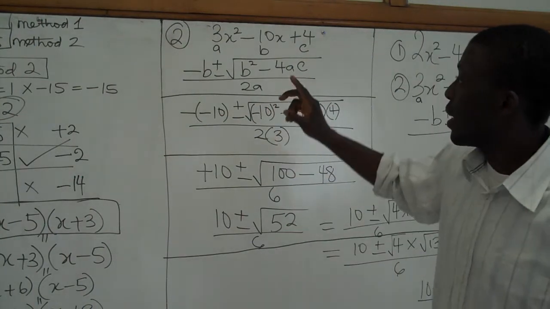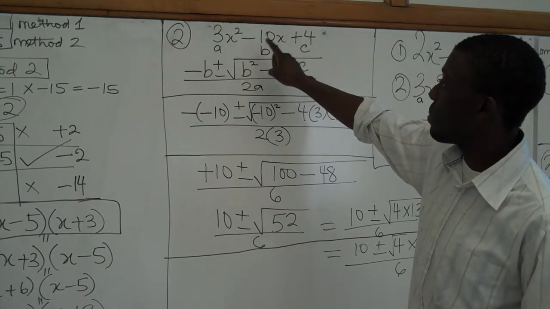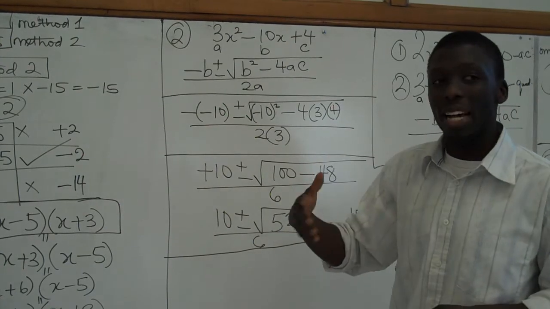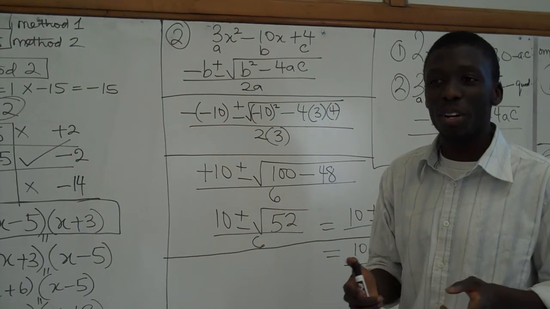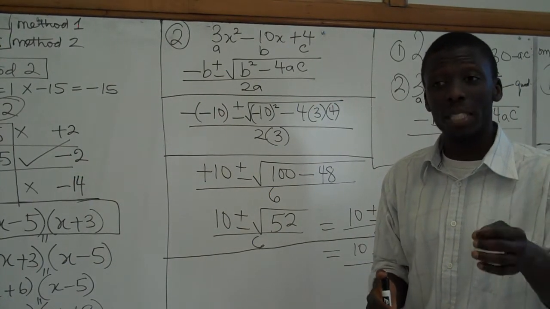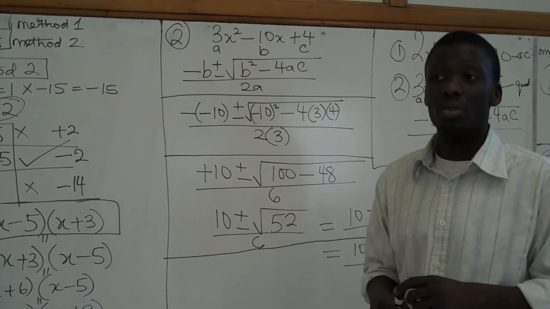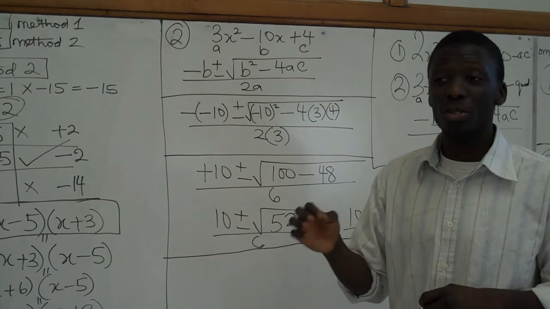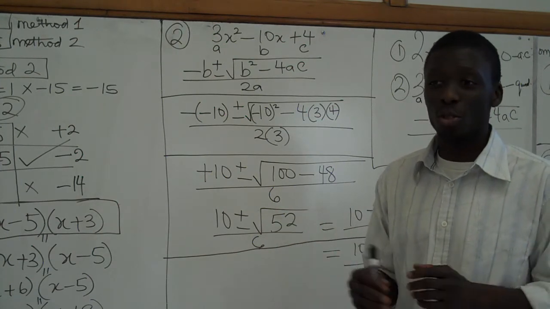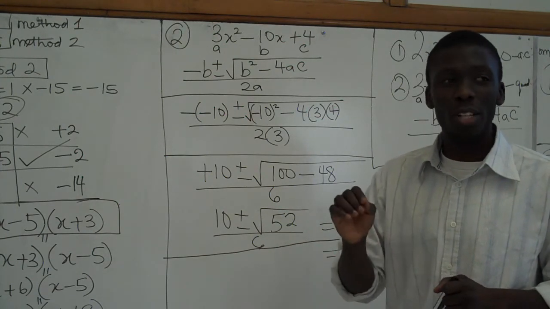Number 2, I gave you the expression 3x squared minus 10x plus 4. Some of you might have tried using the AC method, but I'll be honest with you, when they specifically tell you to use the quadratic formula, there's a reason for it. Most times if you try using the AC method, you will not find the two numbers. Did you know that? You don't always find two numbers.